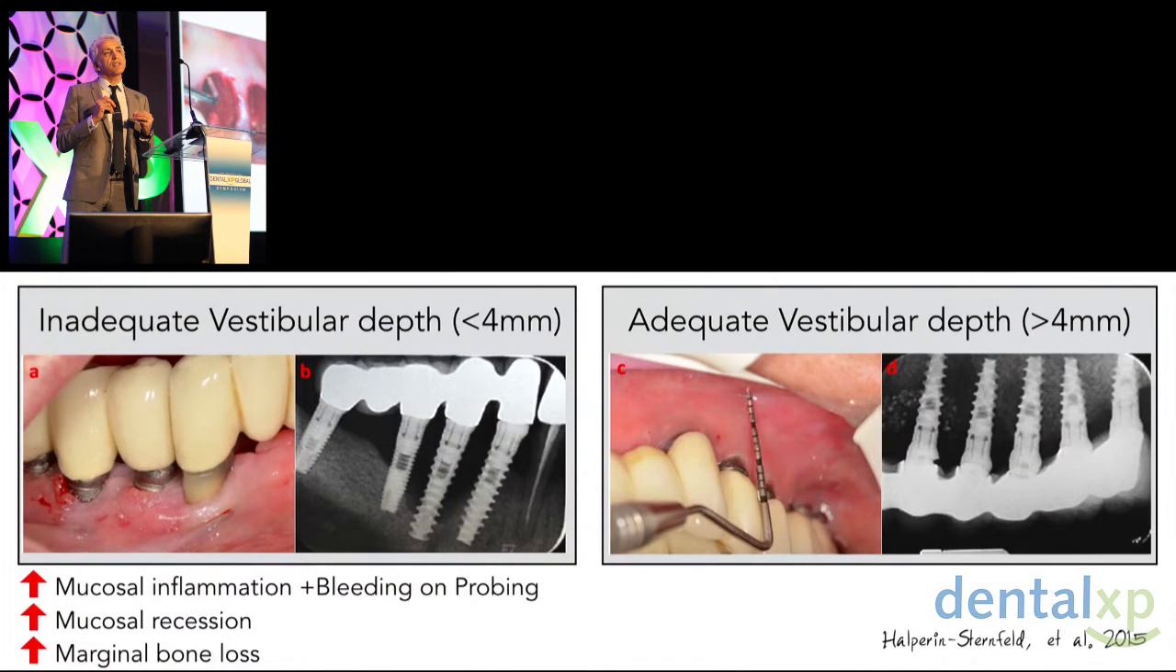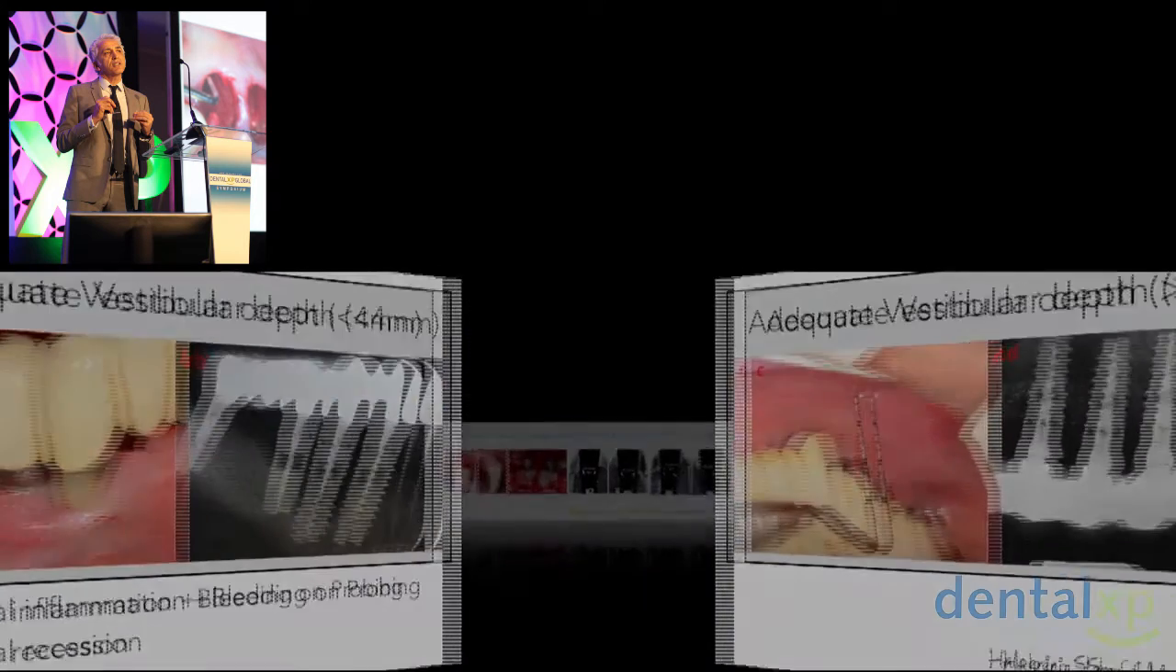Also, the vestibular depth has been shown to be important. This is a 6-year follow-up study that was just published in December, which showed that the sites that had adequate vestibular depth of at least 4 millimeters maintained the soft tissues and the bone, whereas you can see in this case a patient, in the same mouth, where the vestibular depth was narrower, that site had increased inflammation, increased recession, and increased marginal bone loss. So mucosa is important for both the health as well as the aesthetics.